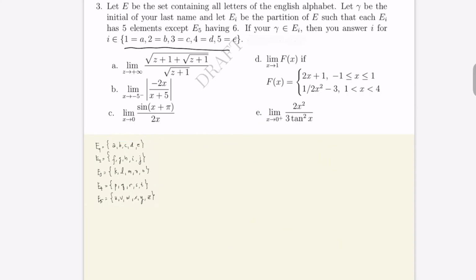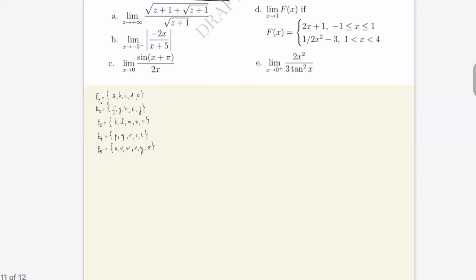So for example, my last name is Kai. That's letter C, so I look for C. C belongs to E1, therefore my I is 1. And when I is 1, this is equal to A. So I have to solve for A, although we will be solving up until E. I'm just showing what this instruction is all about.